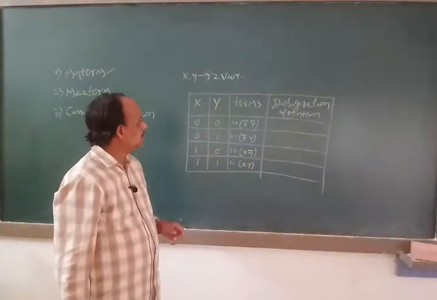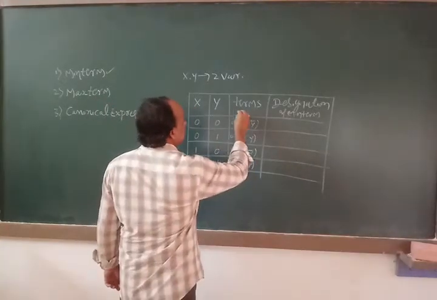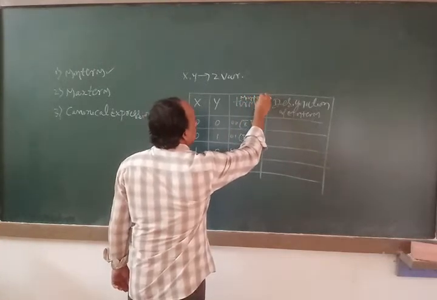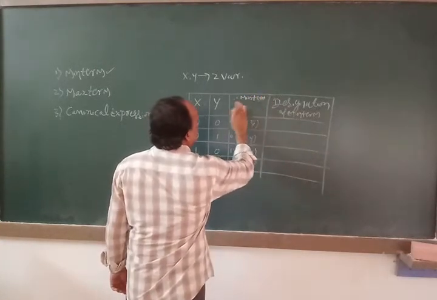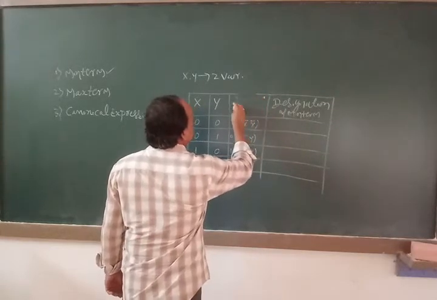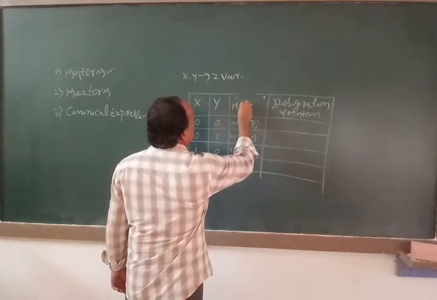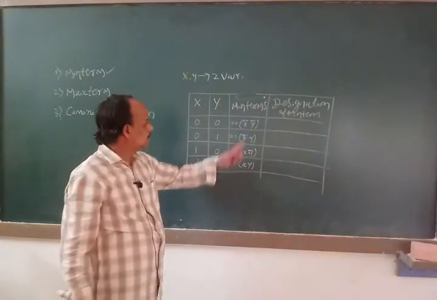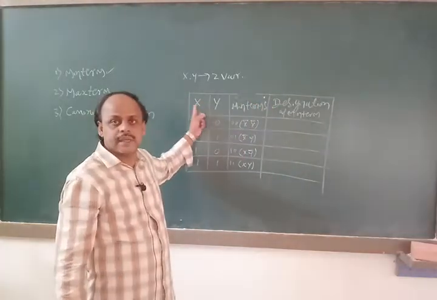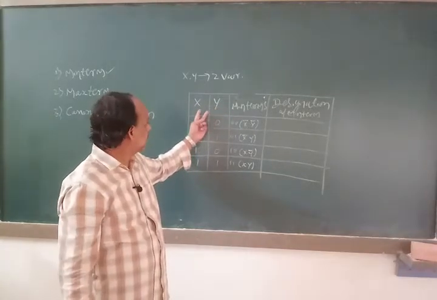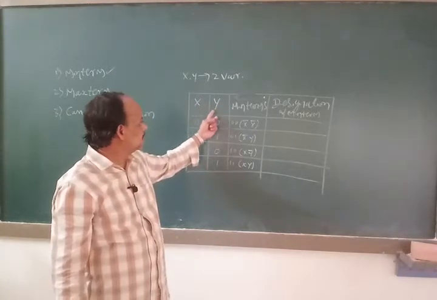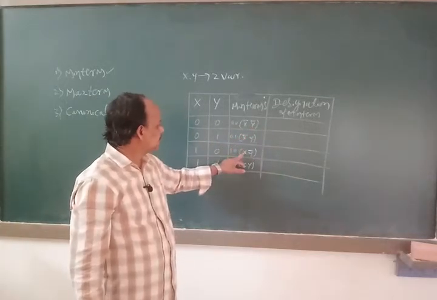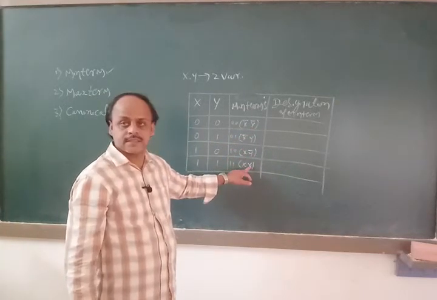So these are nothing but the min terms for two variables x and y. What are the min terms for two variables x and y? X bar into y bar, x bar into y, x into y bar, x into y.